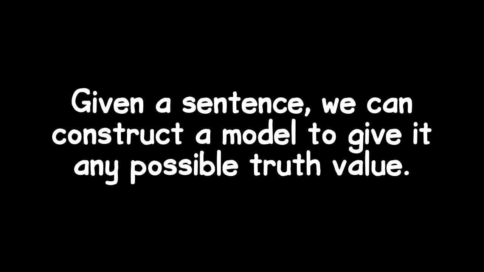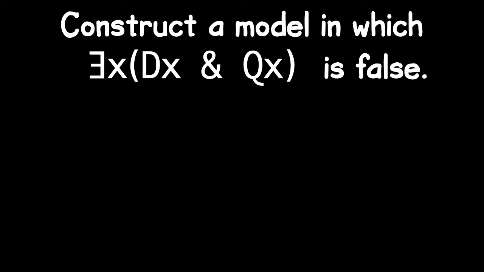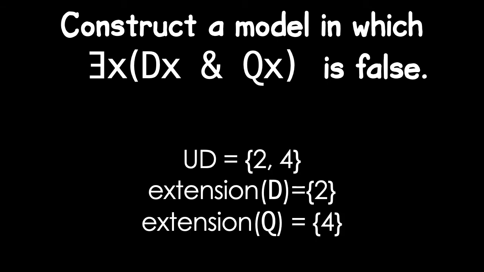Now, the reverse is also true. We can work in the other direction. Given a sentence, we can construct a model to give it any possible truth value. For example, we might have this instruction. Construct a model in which exists x, Dx and Qx is false. The model we already had would work. That is, we just saw a model in which this sentence comes out false.